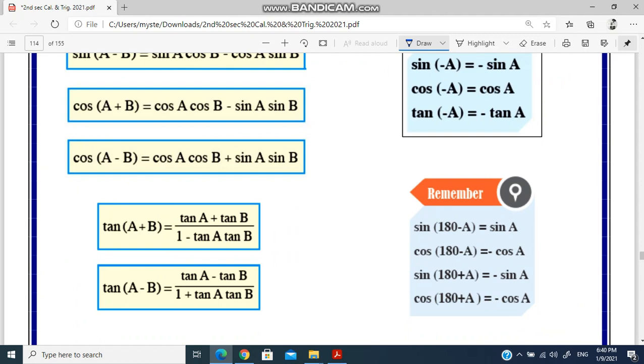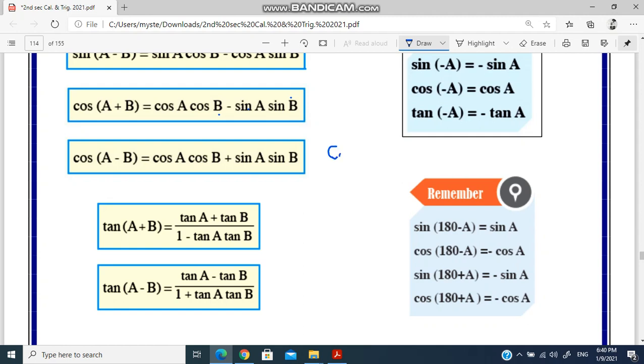And we have here cosine A plus B and cosine A minus B. Cosine A plus B equals cosine A cosine B, opposite to the sign, minus sine A sine B. So cosine A plus B: cosine cosine, sine sine, different sign. Cosine A cosine B minus sine A sine B. And cosine A minus B equals cosine A cosine B plus sine A sine B.